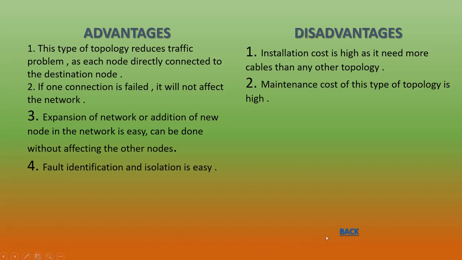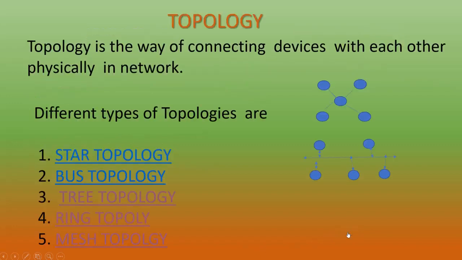Then, what do we mean by topology? Topology means the pattern in which nodes are connected in a network. Topologies are divided into different types: star, bus, tree, ring and mesh. Star means it is just like a star symbol. All the nodes are directly connected to a central device. Bus means there is a common cable. All the nodes are directly connected to the common cable.